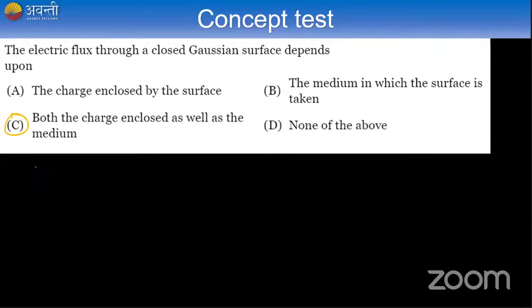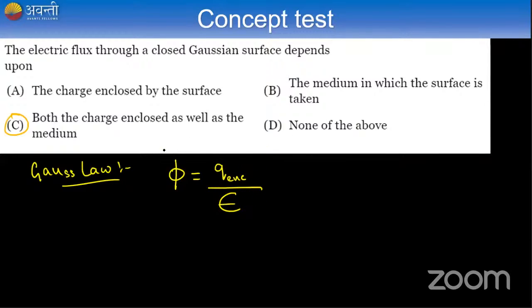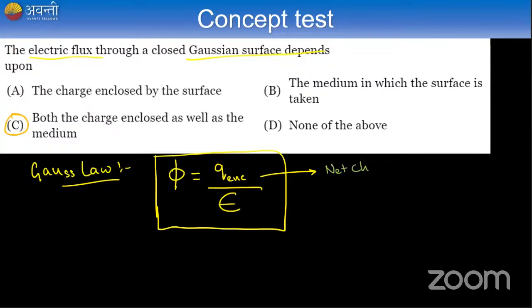So what is Gauss's law? The expression for Gauss's law is given by phi equals the amount of charge enclosed in the closed surface divided by epsilon. So this is my Gauss's law. For any Gaussian surface, the electric flux through the Gaussian surface is given by this expression. Now guys, what does Q enclosed signify? Q enclosed signifies the total net charge inside the system.